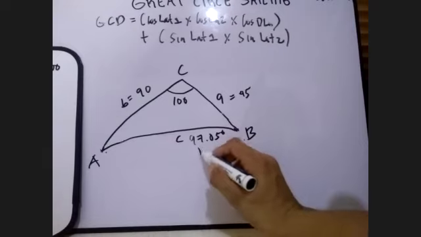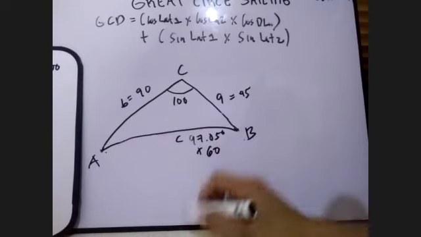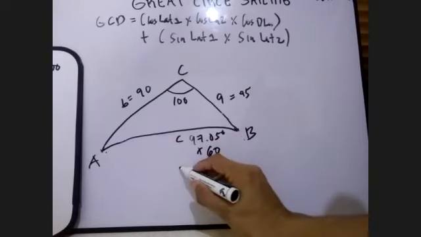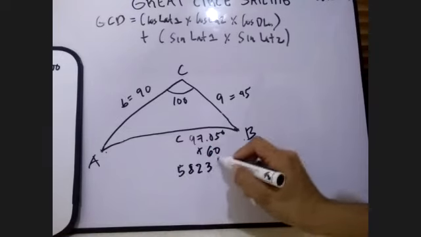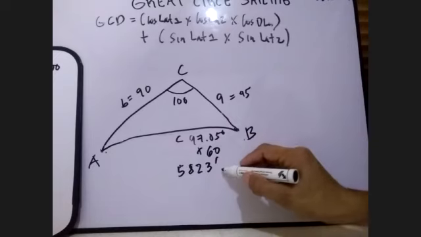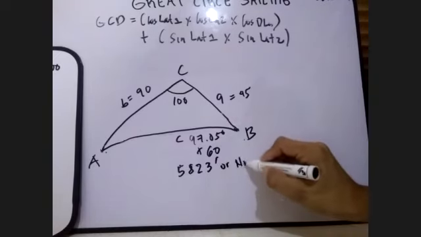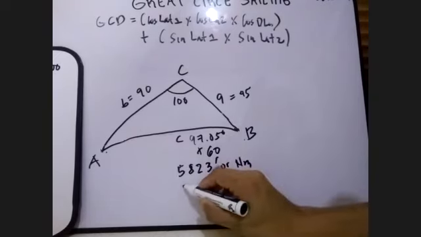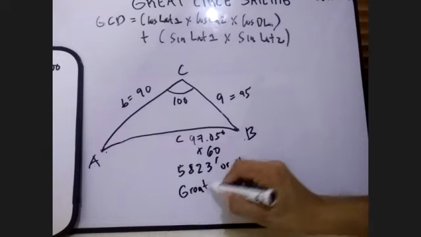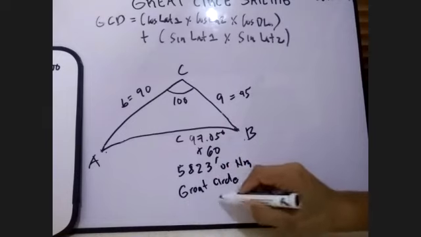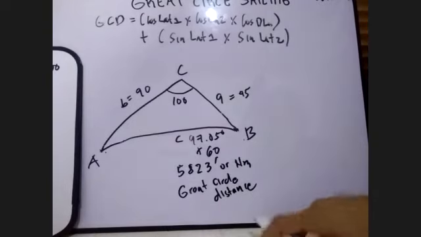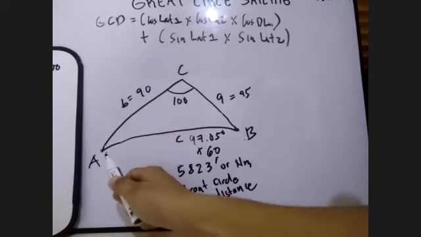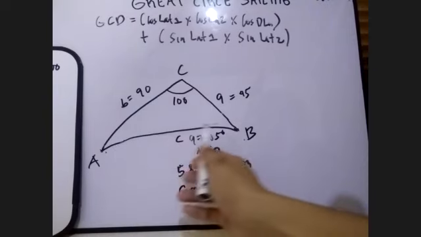If you multiply it by 60, your answer is 5,823 minutes or nautical miles. And this will be your great circle distance. So simply measure this arc.